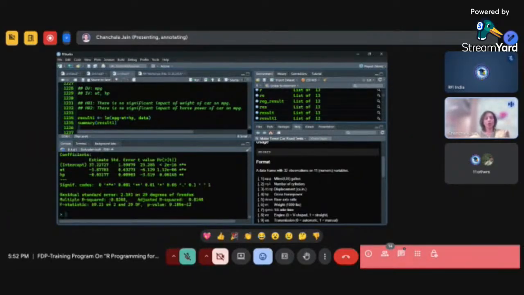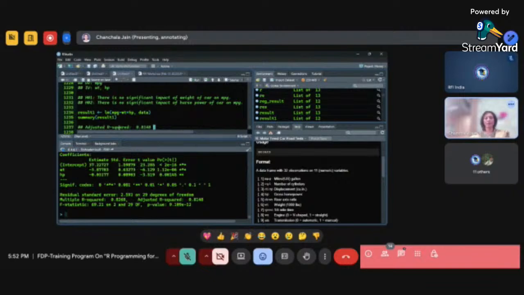Now we will go down. Firstly, we will interpret R square. If you can recall, I told you when you are performing the multiple linear regression, you need to report adjusted R square instead of R square. R square we need to report in case of simple linear regression. So I'll go with this, I'll talk about the adjusted R square.